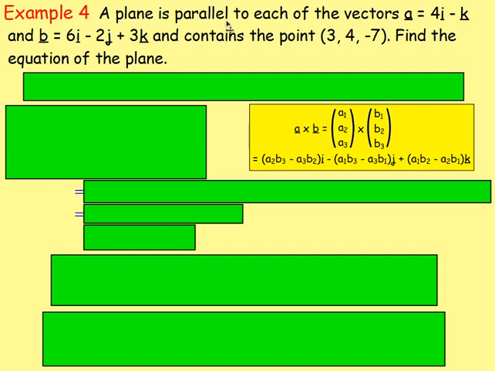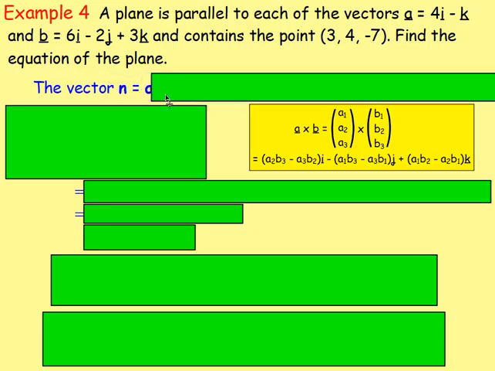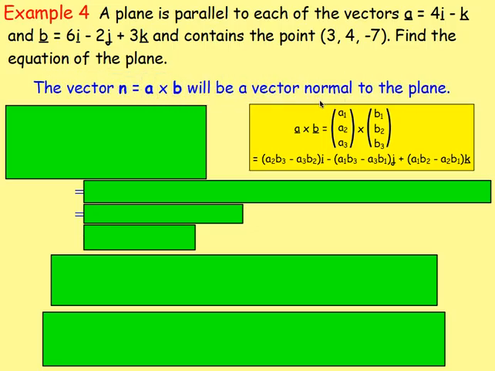Well, we know here the plane is parallel to each of these vectors, and we're wanting to find the equation of the plane. But to work out the equation of the plane, what we need is a normal vector. Perfect, we need a normal vector. And for a normal vector, that will be one at right angles to the plane. But if you work out A cross B, well, A cross B is always going to be at right angles to both A and B.